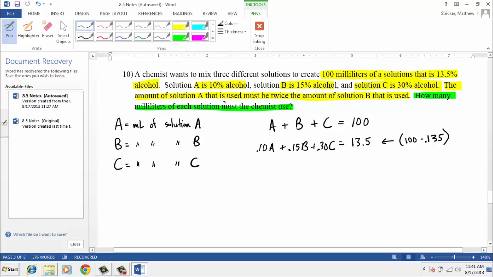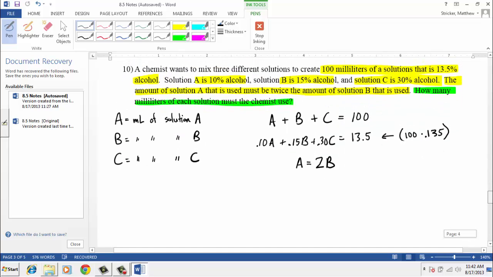And the final one, this is the third sentence, says the amount of solution A that is used must be twice the amount of solution B that is used. A must be equal to twice the amount used for solution B. And again, we could solve this system using methods talked about earlier in the notes.